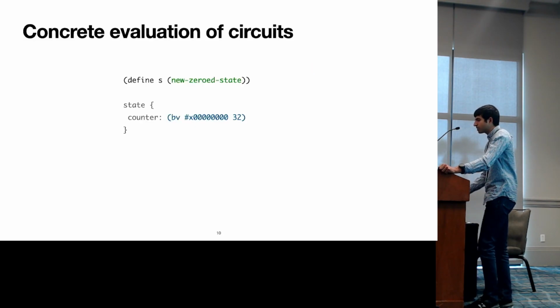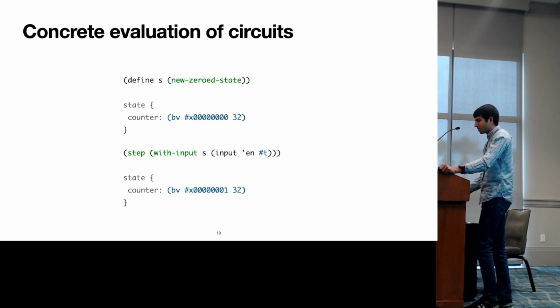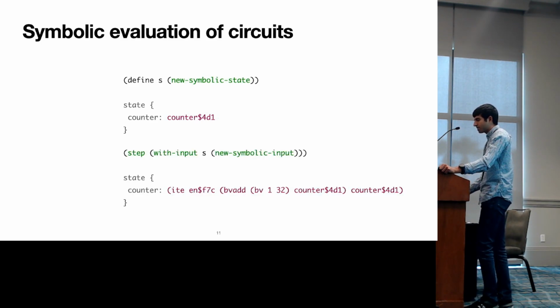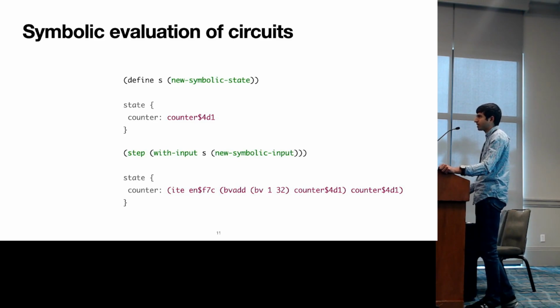And then with this, we can do things like you can do with a standard RTL simulator. We can instantiate a concrete state. We can say, okay, let's assert enable and step by a cycle. Okay, the counter is now 1. But the cool thing is we can also do this with symbolic values. So we can instantiate a symbolic circuit, and here this counter $41 is a symbolic variable. What happens when we step this with a symbolic input value? We get this if-then-else expression that captures the fact that if the enable line is asserted, the count is incremented by 1, otherwise it stays the same.